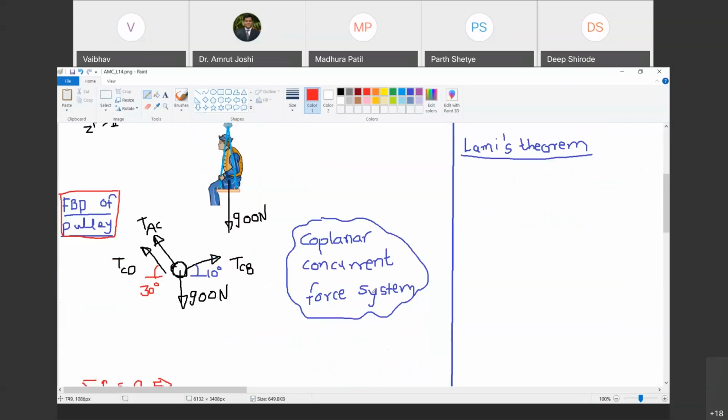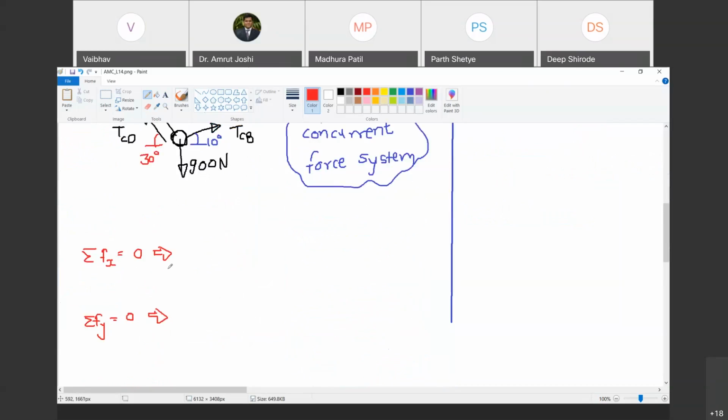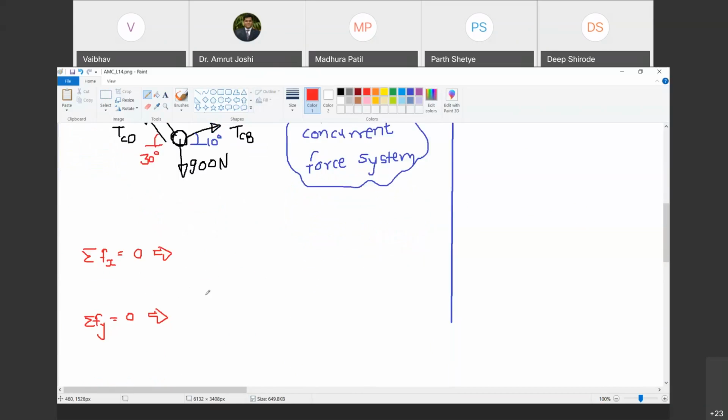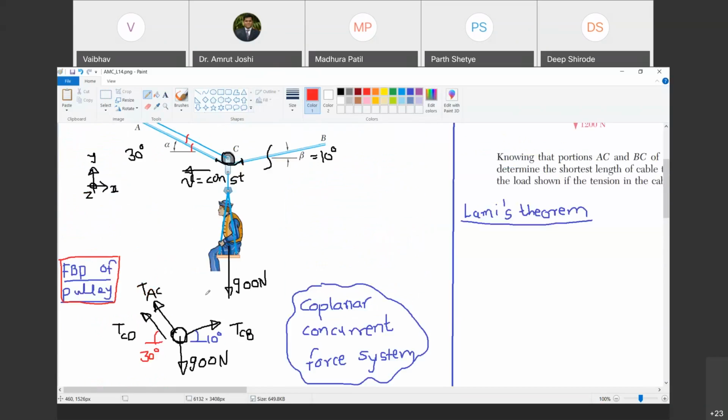Now, we have drawn this free body diagram, and then we were wondering, as this is a coplanar and concurrent force system, we have only two equations: summation Fx equal to 0 and summation Fy equal to 0. Summation Fz equal to 0 is a trivial identity, 0 equal to 0. That is of no use because it does not involve any unknown. Do you agree with me? Yes, sir. Okay. Now there are three unknowns here: TAC, TCB, and the tension in string CD. Three unknowns and two equations. How are we going to solve this? That was the question we were asking ourselves.